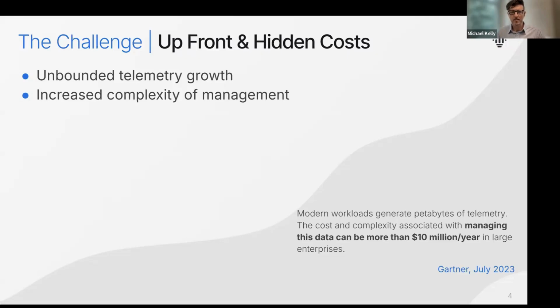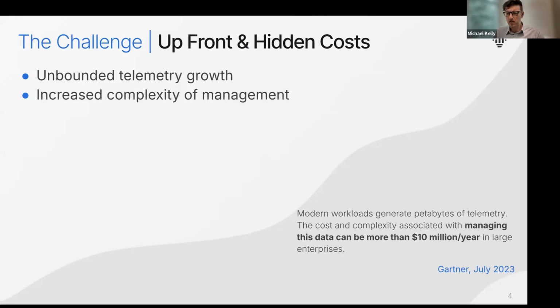The second core driver of cost is just the increased complexity of managing. So as this grows, as it scales, and as you're using more and more tools, both to ingest and also to process and analyze the data, the complexity of handling that becomes a significant portion of the cost of telemetry and observability in general.